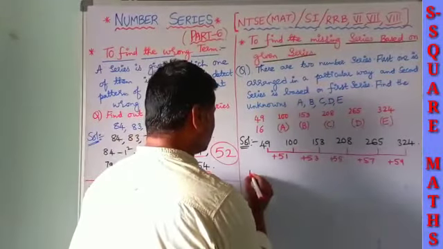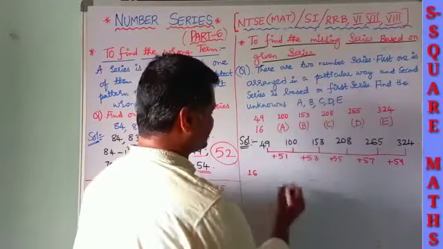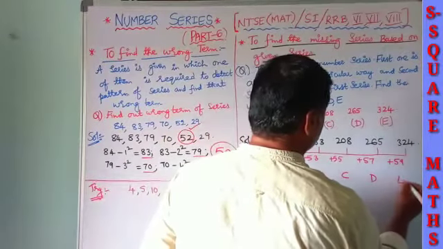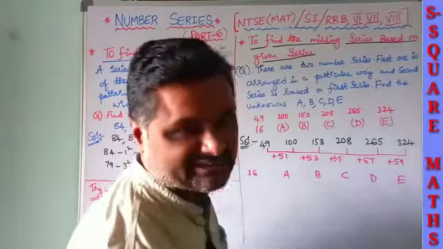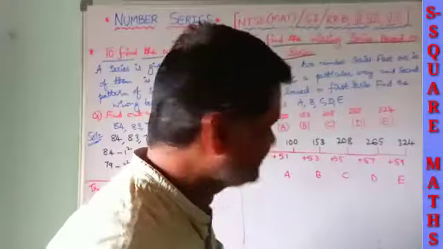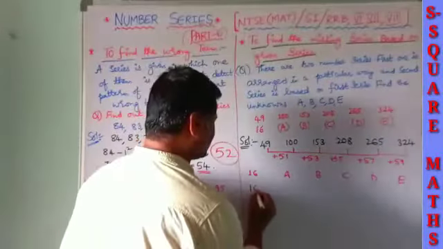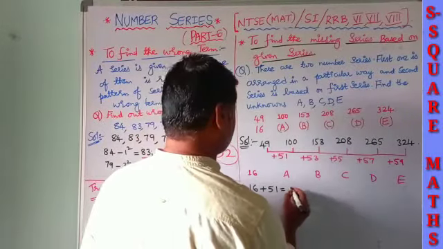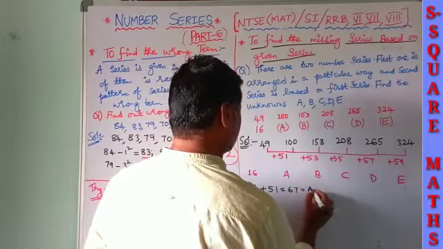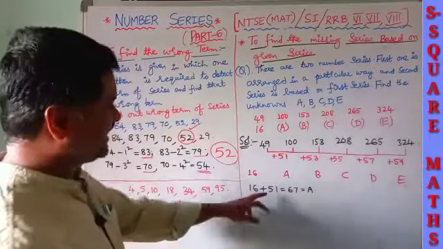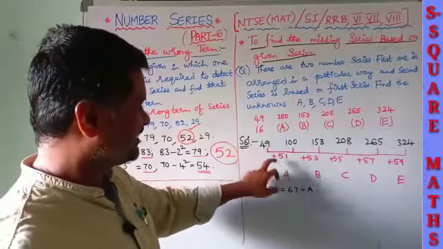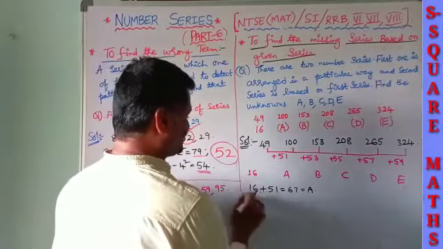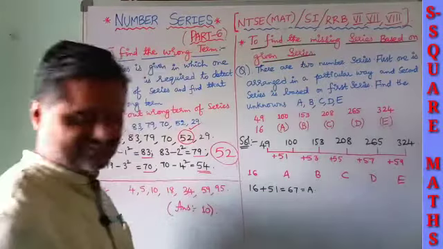Now, the second series is given: 16, next A, next B, next C, next D, next E. These are the various parameters or unknowns we have to determine. Nothing but just 16 plus 51, which is 67, our A value. Why are we adding 51? Because 49 plus 51 gives you the second term 100. So once again, 16 plus 51 is nothing but 67.